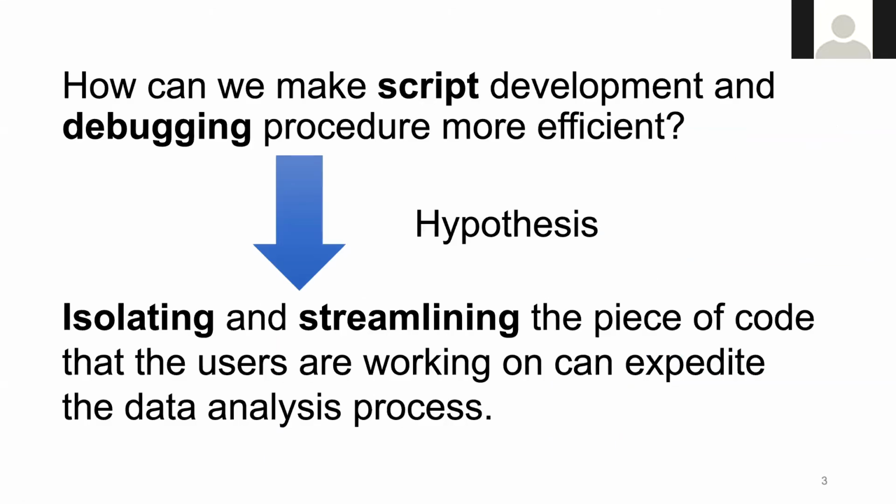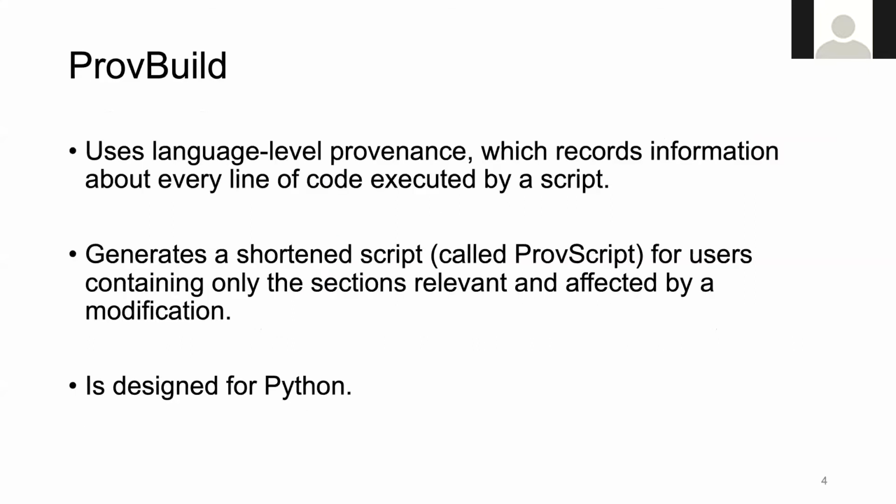We hypothesize that isolating and streamlining the code that programmers are working on can expedite the data analysis procedure. In this way, we developed ProvBuild, a tool that uses change impact analysis to improve script-based workflow, reducing programmers' cognitive load and decreasing the subsequent debugging time by harnessing the provenance of a script.